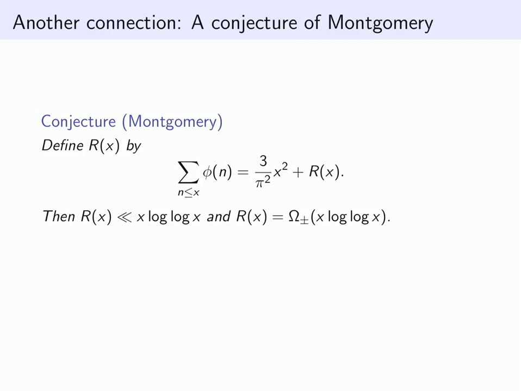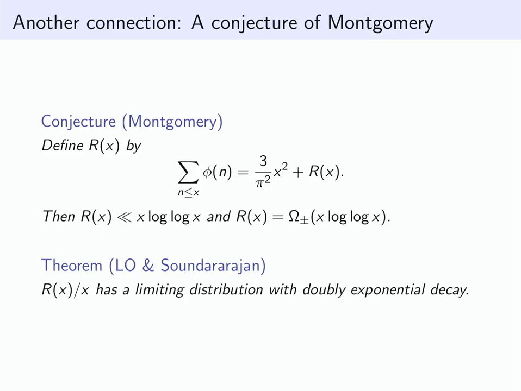And unfortunately, we cannot prove the omega result here. But what we can prove is that this remainder has a limiting distribution which exhibits doubly exponential decay. And if you blindly assume that you're allowed to apply these results in a ridiculous range of uniformity, this would actually imply that this is the right answer.